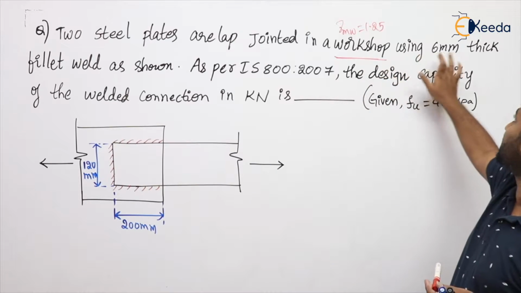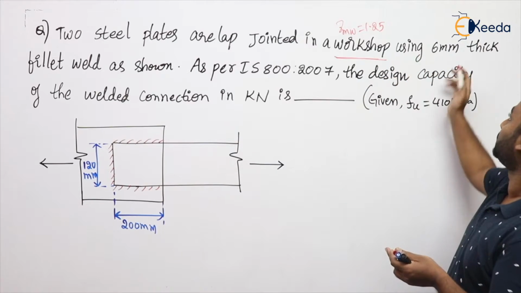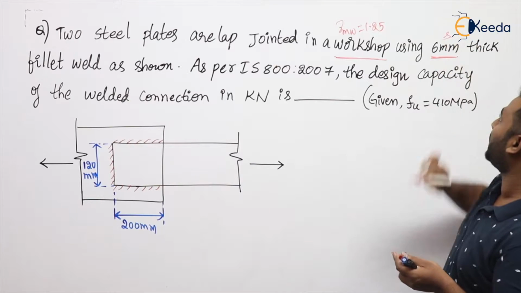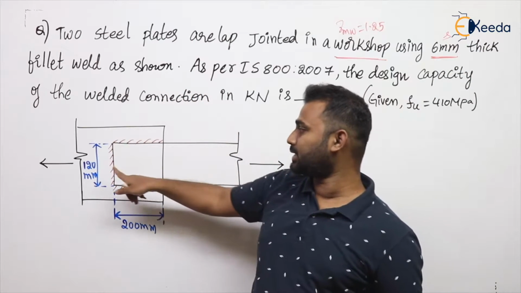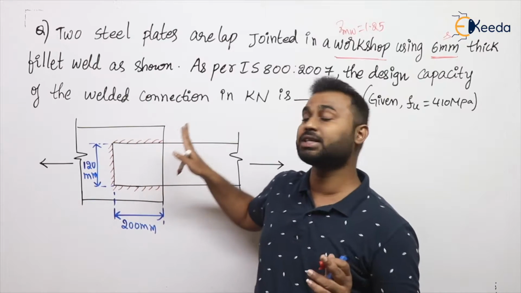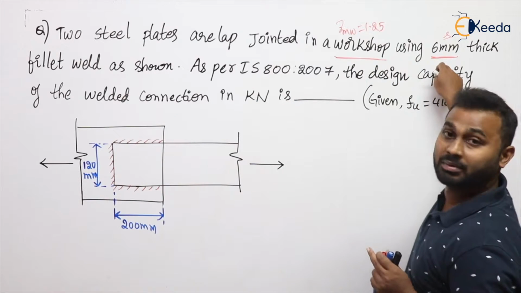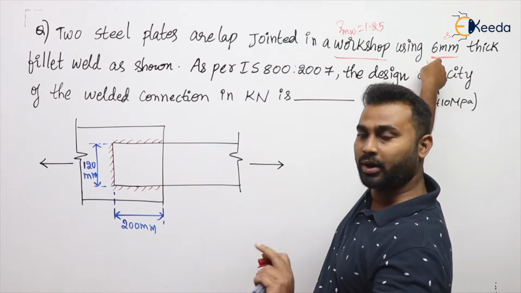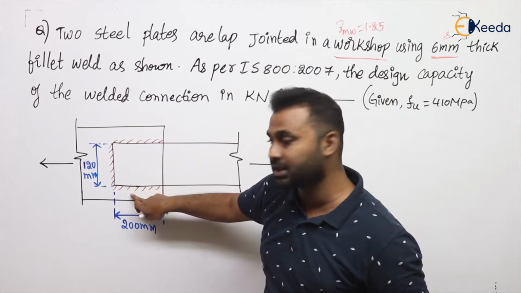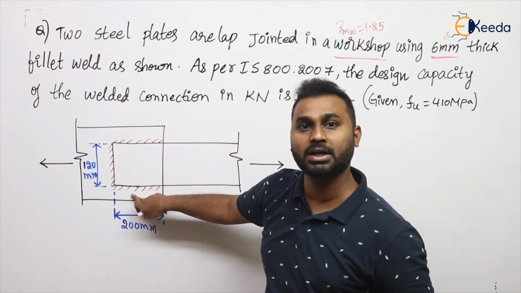Workshop, using a 6 mm thick fillet weld. So this 6 mm is S. Clear, everyone? As shown in the figure, it means these two plates are connected by making use of a 6 mm size fillet weld in workshop. That is the point. And of course, lengths are represented here in the diagram.